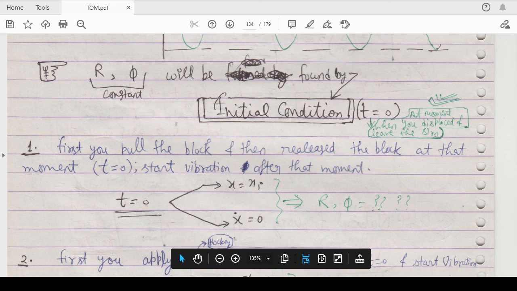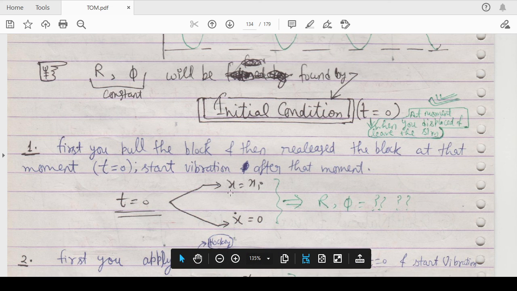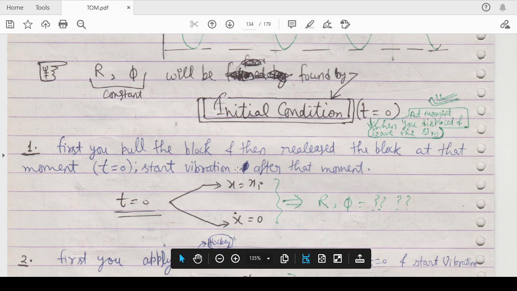First, if time t equals 0, then what do you have to do? First you pull the block, then release the block, and at that moment t equals 0. Whenever you have released, that time is t equals 0, and vibration starts after that moment. It means at the initial time your displacement is xi, meaning somehow you have given this much displacement, and x dot, which is the velocity, is 0, as you are not giving any velocity at time 0.